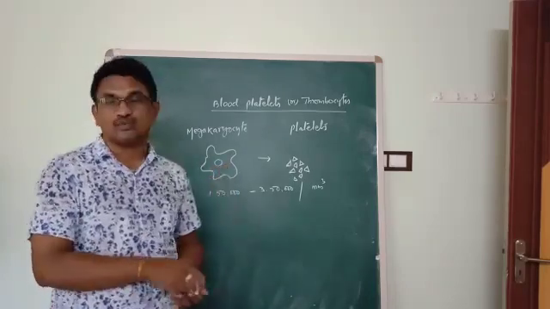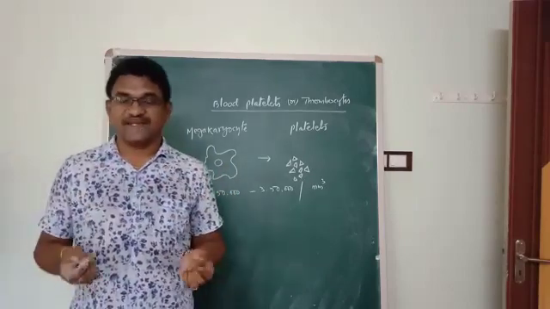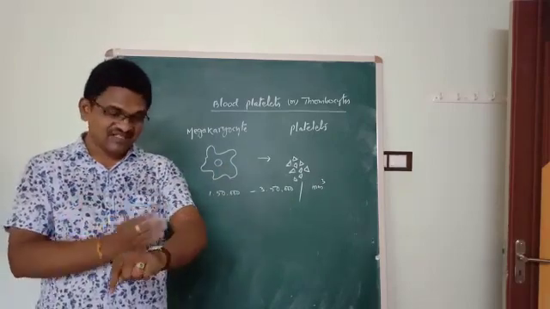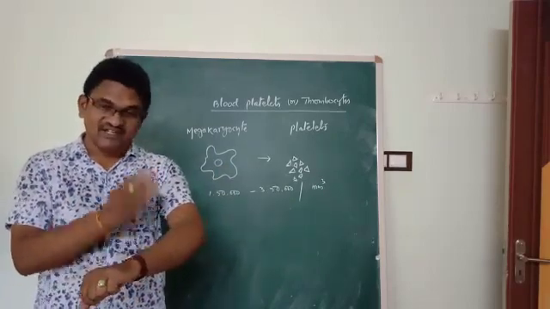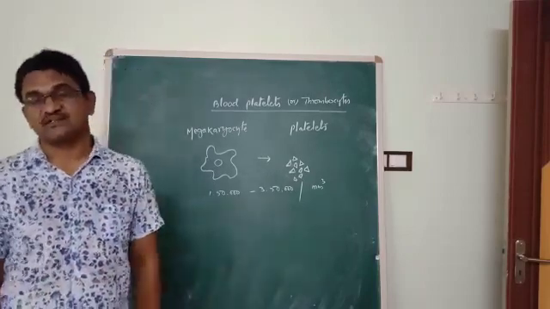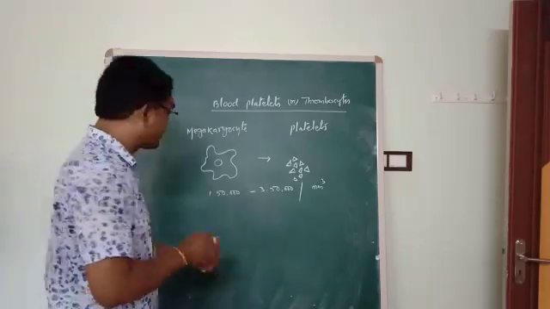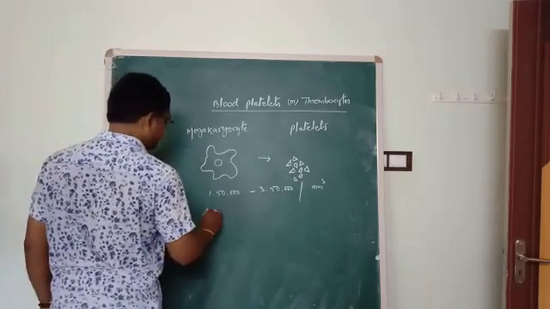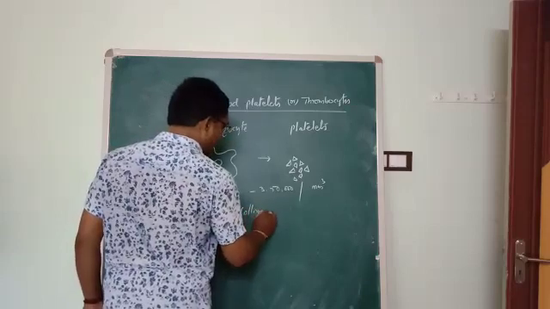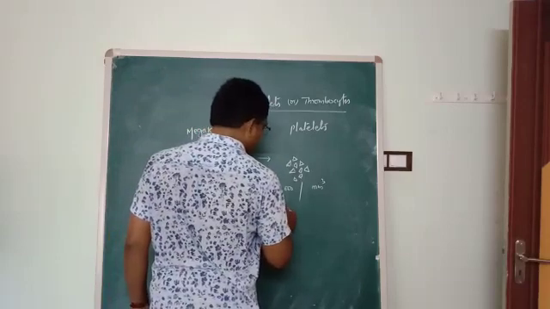Now what do the platelets do? Platelets are ruptured, means the platelets break down. When the blood vessel is ruptured, when the blood vessel is cut, then platelets rupture and release some factors, substances which are useful in blood clotting. Means platelets play an important role in blood clotting, also called blood coagulation.